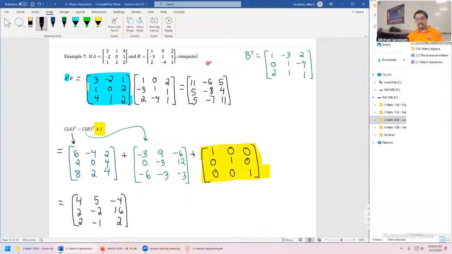Okay, fun fact, I think this is the first class all semester. I could be wrong about that, but we didn't use a single row operation this entire time. So that's kind of unusual as well for linear algebra this semester.